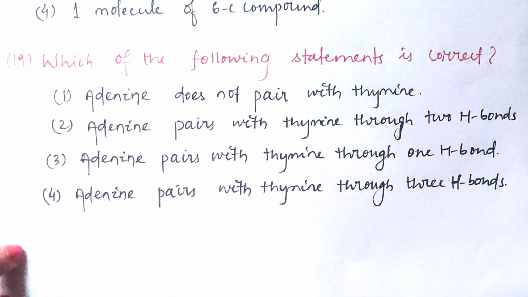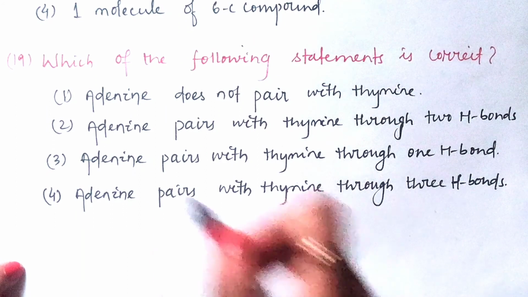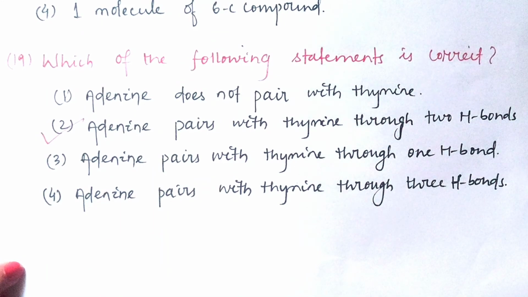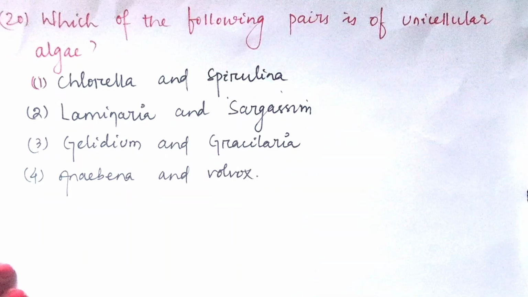Then question number 19. Which of the following statements is correct? Adenine does not pair with thymine. Adenine pairs with thymine through 2 hydrogen bonds. Adenine pairs with thymine through 1 hydrogen bond. And adenine pairs with thymine through 3 hydrogen bonds. So the correct answer is adenine pairs with thymine through 2 hydrogen bonds.